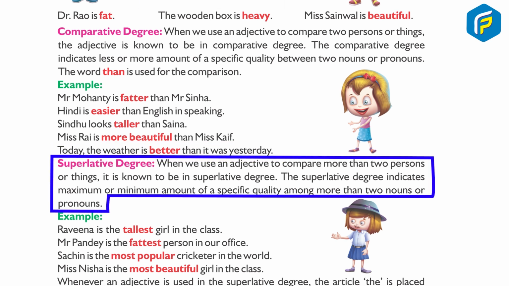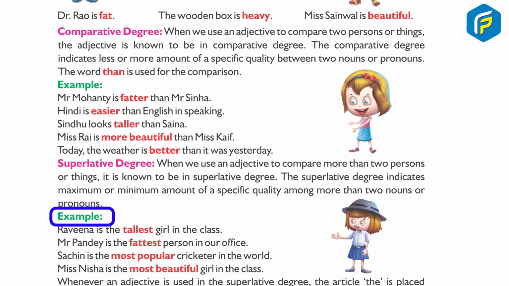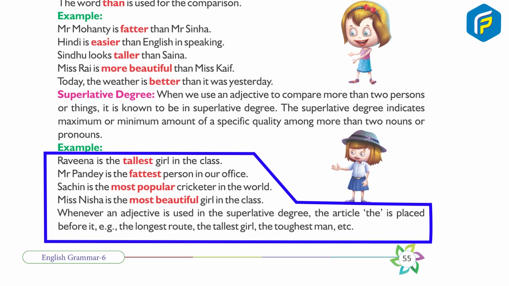Superlative degree. When we use an adjective to compare more than two persons or things, it is known to be in superlative degree. The superlative degree indicates maximum or minimum amount of a specific quality among more than two nouns or pronouns. Example: Ravina is the tallest girl in the class.